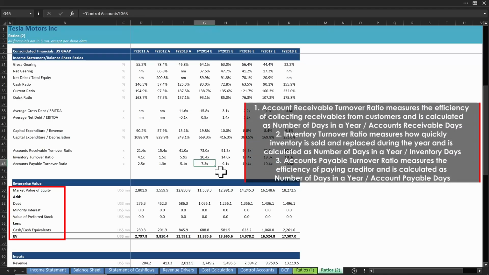EV is calculated as market value of equity, add total debt, add minority interest, add preference share, and less cash and cash equivalents.